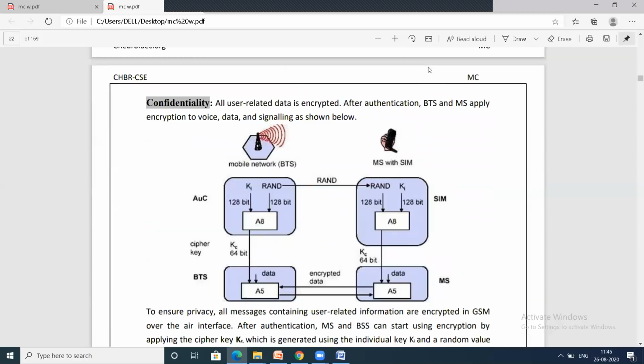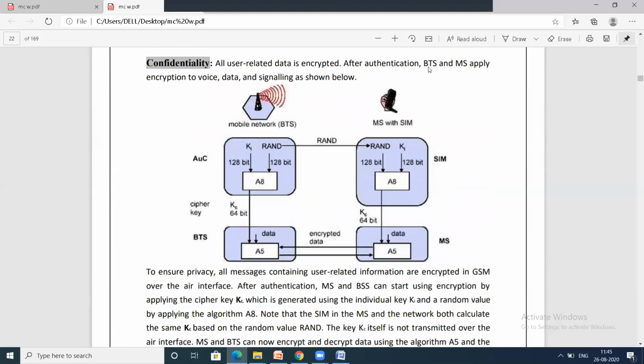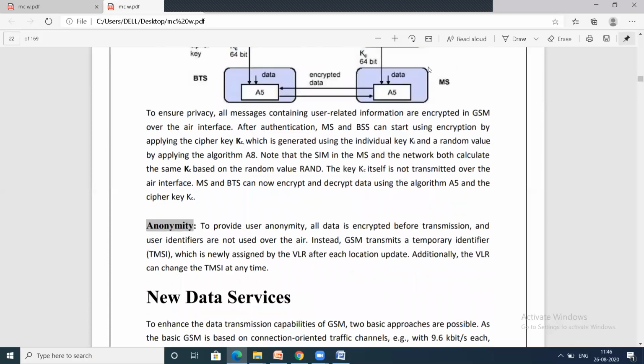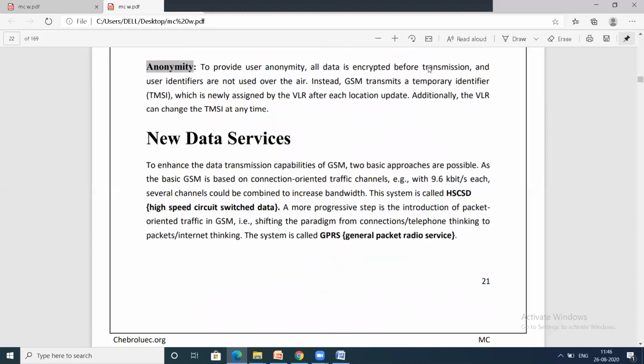And next, this is the second security service, that is confidentiality. In this diagram, two algorithms are used: A8 for generation of the cipher key. After generation of the cipher key, by using that cipher key, we encrypt the data by using the A5 algorithm. For generation of the cipher key, we have used the A8 algorithm. These are the security features in GSM.